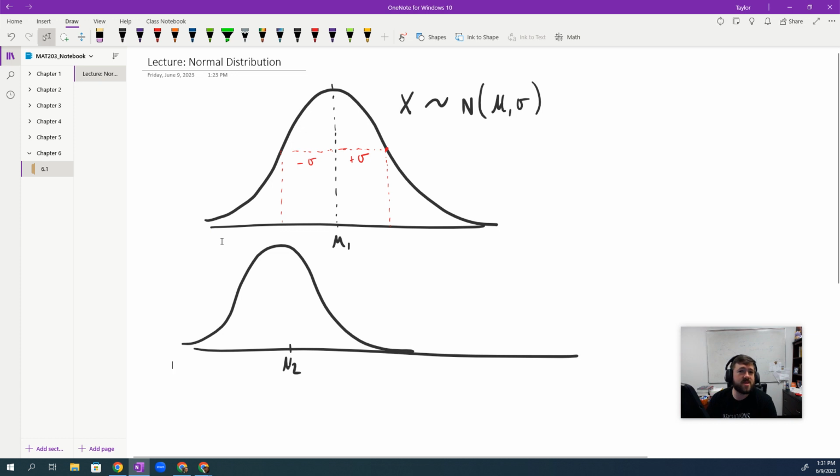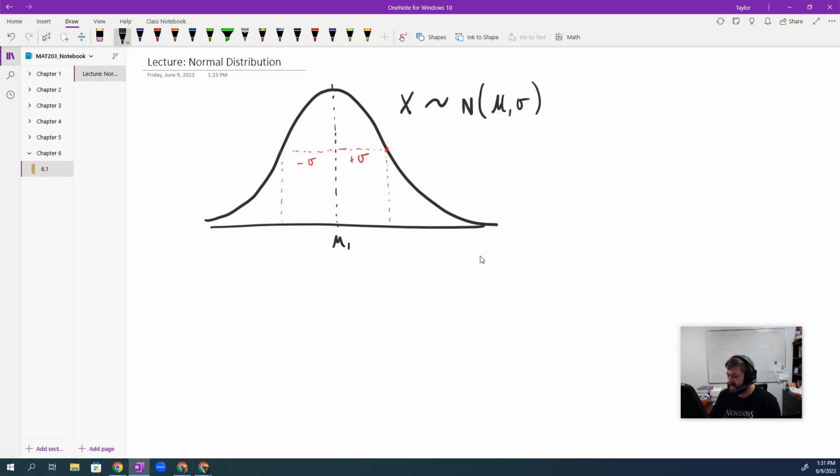What does changing the standard deviation sigma do? I want you to think about it. Try to sketch it out yourself. If I make the standard deviation bigger, what happens to the curve? If I make the standard deviation smaller, what happens to the curve? Think about it.